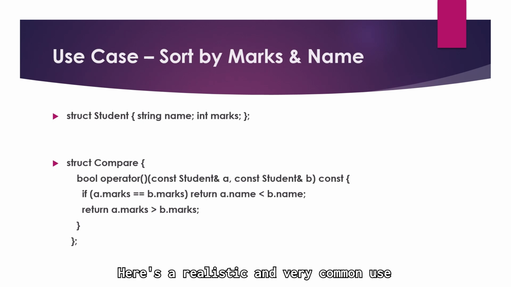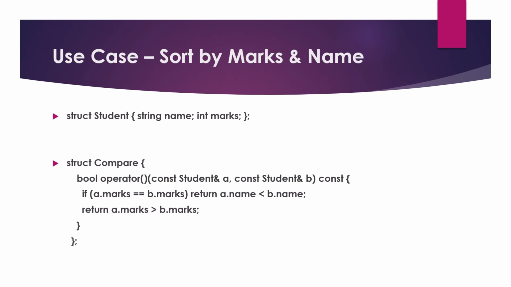Here's a realistic and very common use case: sorting students first by their marks in descending order, and if the marks are equal, then alphabetically by their names. To achieve this, we define a student struct and a comparator that first checks marks and only checks names if marks are tied. This compound logic is a classic pattern, and you will encounter it frequently in ranking systems, data dashboards, and competitive programming problems.